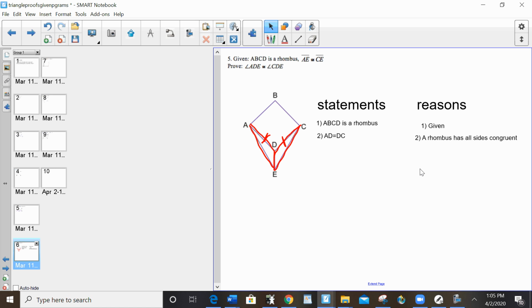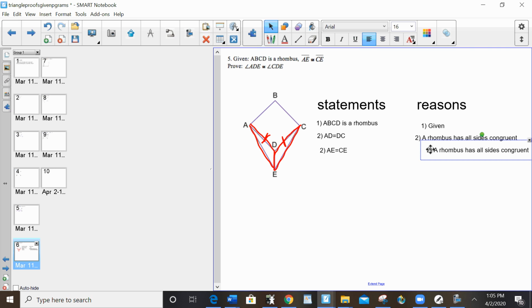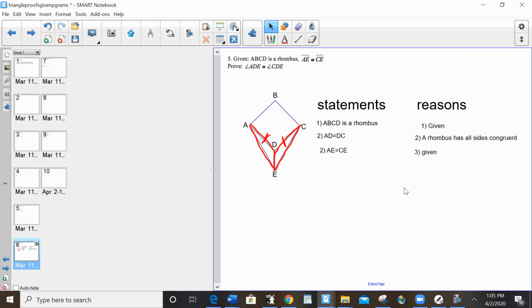Next given, AE is congruent to CE. The reason, given. Now I have two things congruent. I'm out of givens, so I go to my additional tools, VRIAS. V, no, there's no vertical angles. R, yes, there's reflexive property.